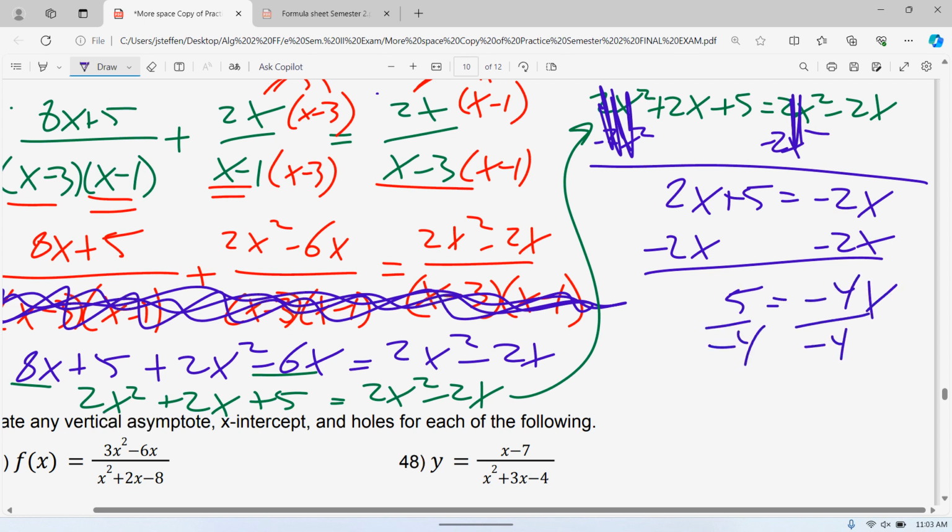That is fine as your answer. Remember, 5 over negative 4 is the same thing as negative 5 over 4. Just in case you need that, I don't know how the answer is going to look on the final.